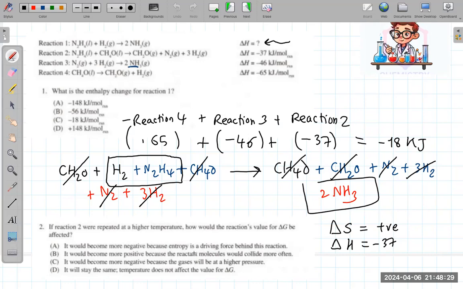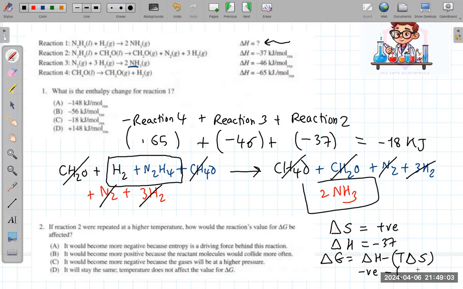So what happens when you increase the temperature? Delta G is equal to delta H minus T delta S. So every time you increase the temperature, what does it cause? The value becomes more negative. Delta H is already a negative value, and then you subtract a term multiplied by a positive value.